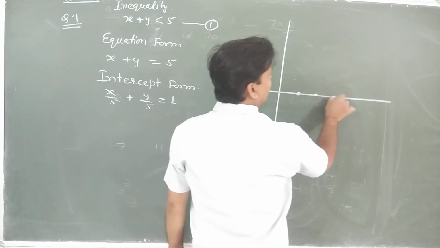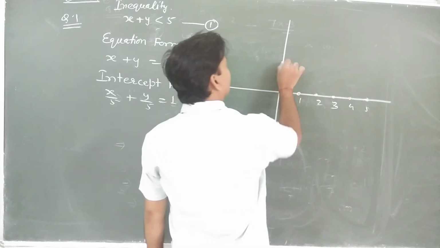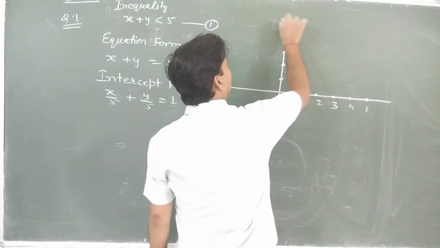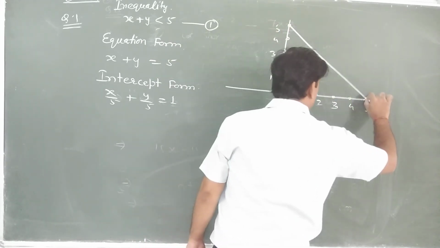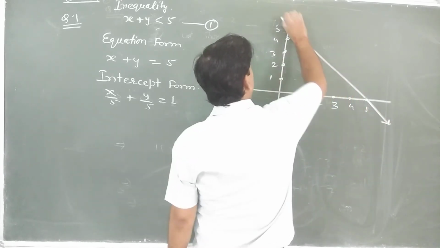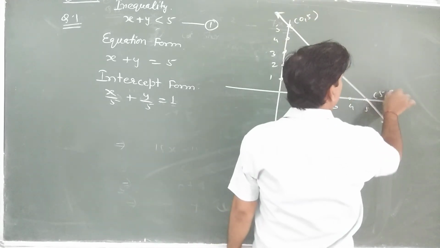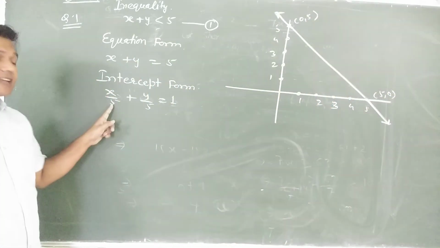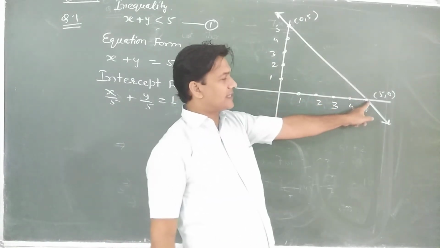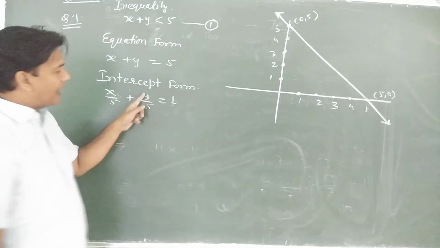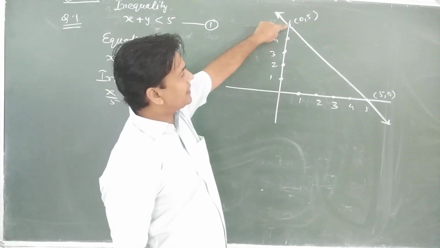1, 2, 3, 4 and 5 here. And same here, 1, 2, 3, 4 and 5. Join these 2 points to draw a graph. This is our line. This point is 0, 5 and this one is 5, 0. Because the x-intercept length is 5, on the x-axis this is our first point 5, 0. And the y-intercept length is 5 here, so the point is 0, 5.